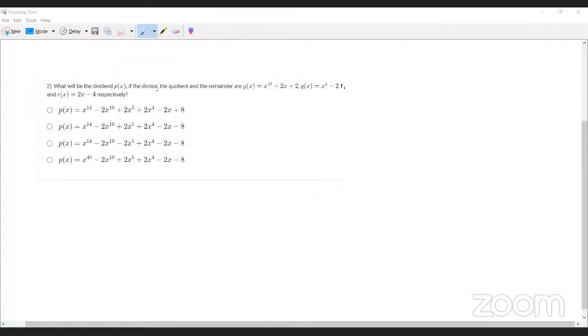Okay, so what will be the dividend if the divisor, quotient and remainder are given? Dividend is equal to divisor into quotient plus remainder. Just multiply these two and then add the remainder here, right? Just do the multiplication of this.